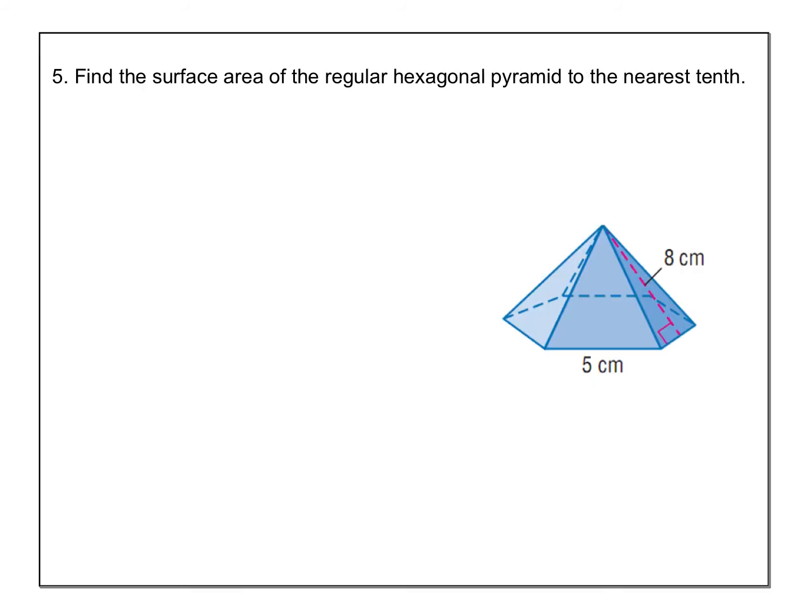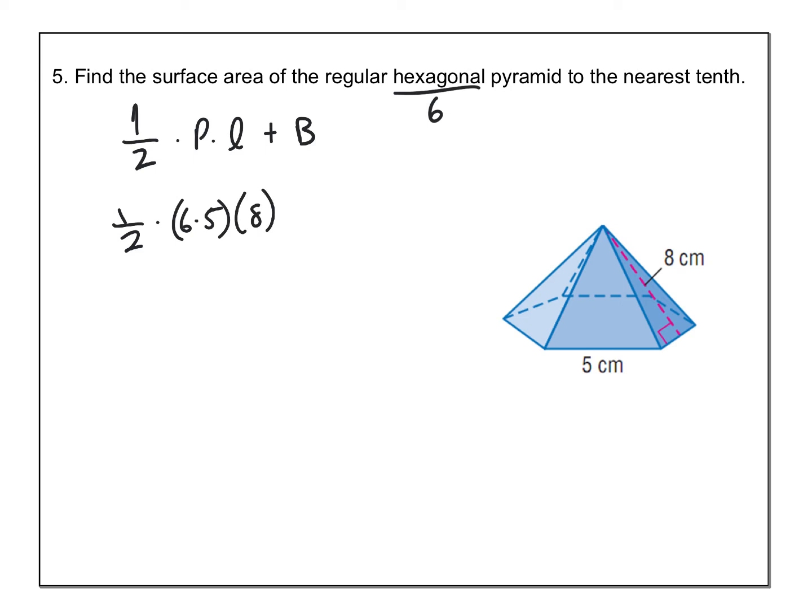Okay. So now this one gets a little messy because, 1/2 times perimeter times slant height plus the area of my base. This first part's not too bad. 1/2 perimeter, hexagonal means 6. So 6 times 5 times 8. That's 1/2, 30 times 8. So do all that and I end up with 120.